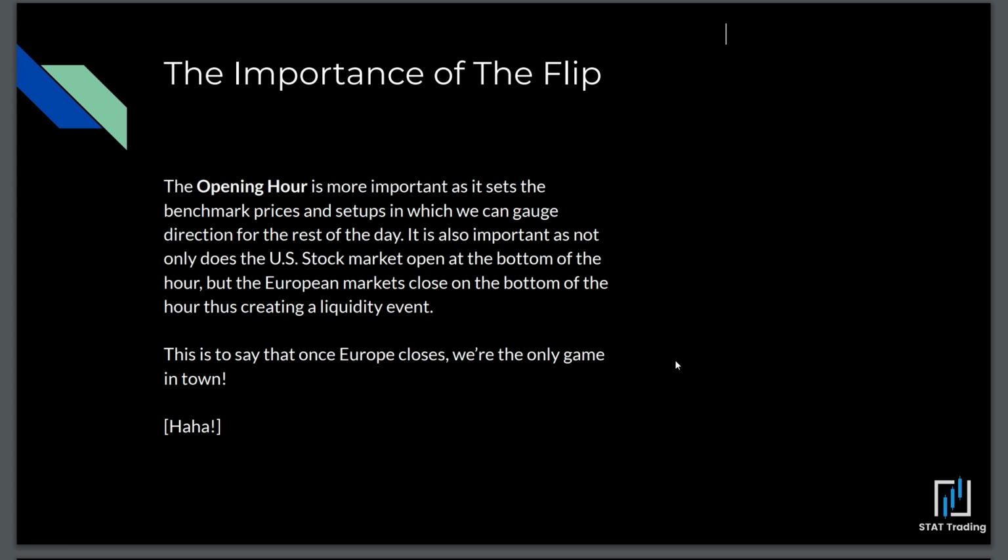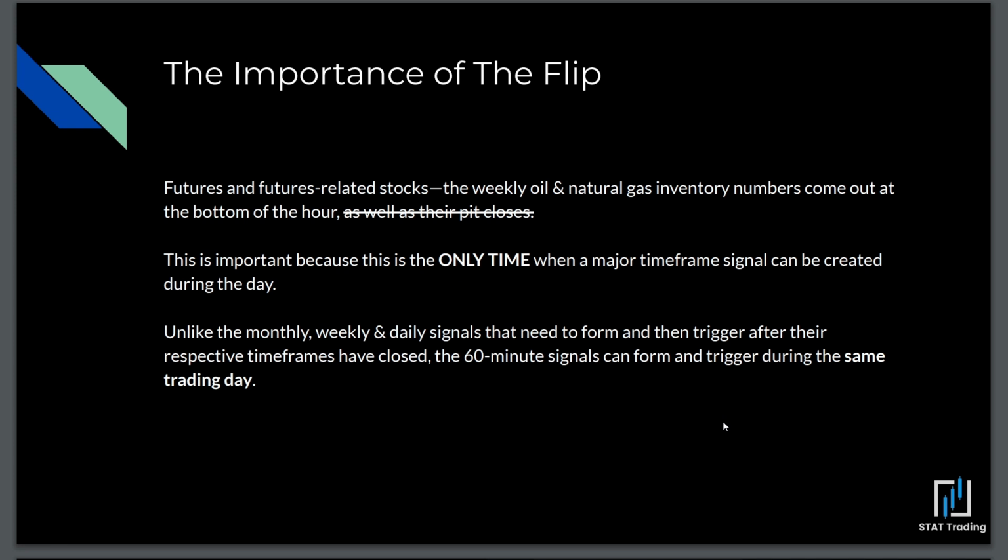It is also important as not only does the US stock market open on the bottom of the hour, European markets close on the bottom of the hour, thus creating a liquidity event. And this is to say, once Europe closes, we're the only game in town, which is pretty funny. That's what Rob said in the first one. So futures and futures-related stocks, such as the weekly oil and natural gas inventory numbers, those will come out at the bottom of the hour. So every Wednesday at 9:30 CST or 8:30, or no, it'd be 10:30 New York time.